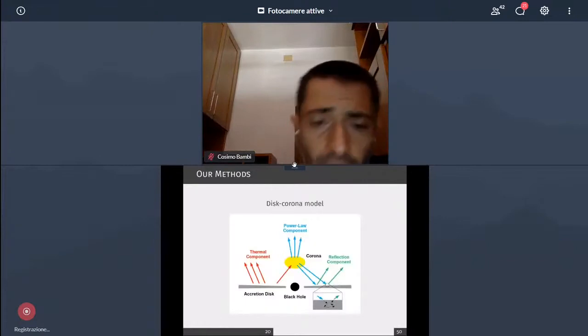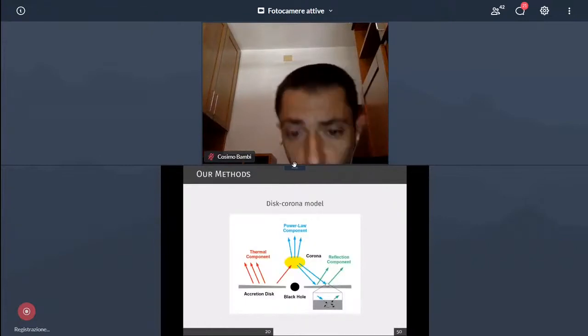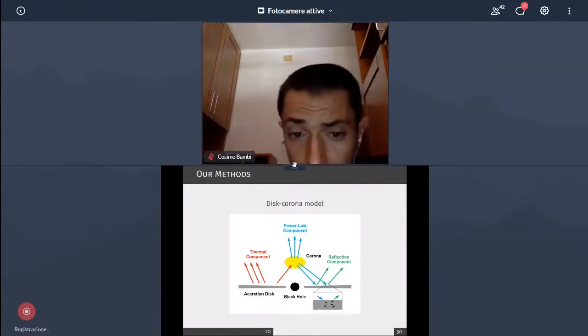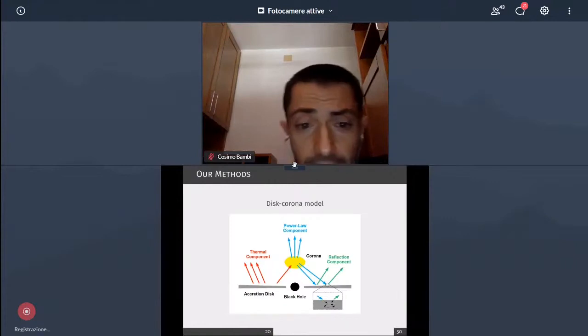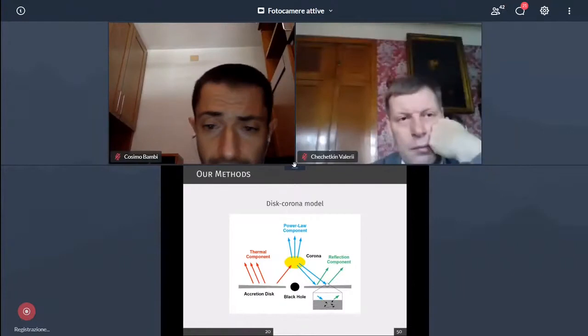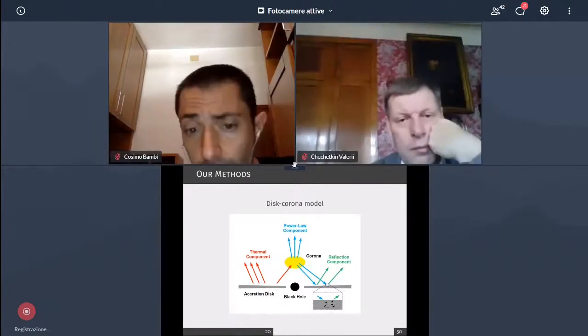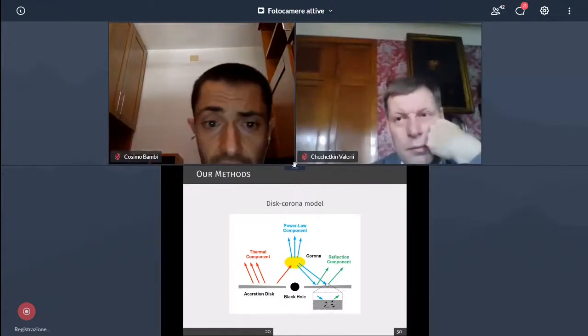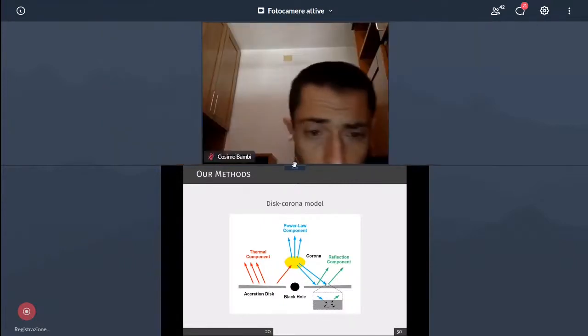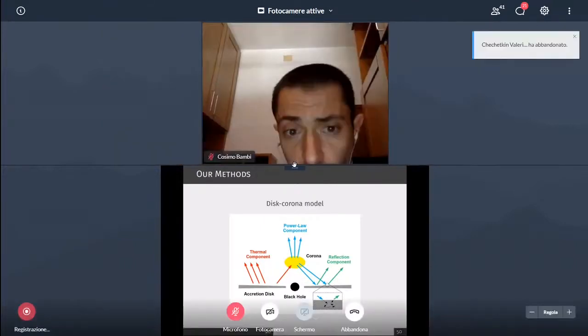This is a cartoon of the astrophysical system. So we have a black hole, we have an accretion disk. Every point of the accretion disk is in local thermal equilibrium, and every point has a blackbody-like spectrum. And when you integrate over the whole disk, you have a multi-temperature blackbody spectrum. This is shown by the red arrows, this thermal component.